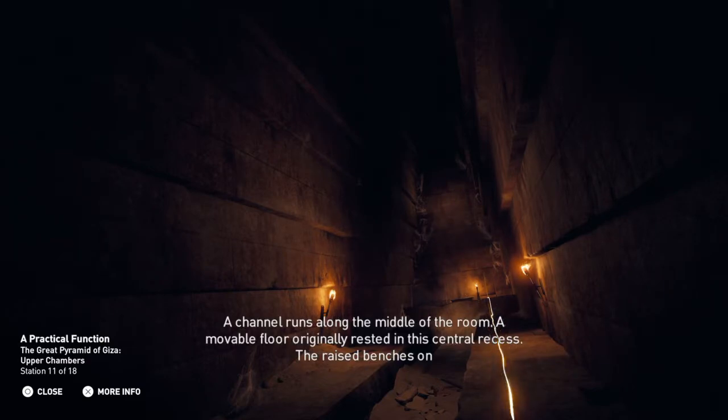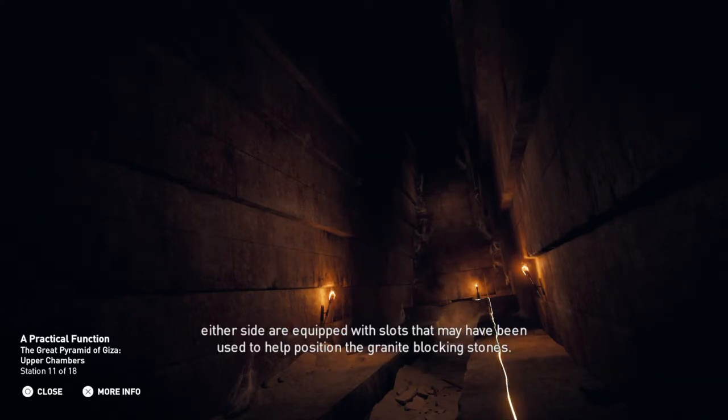A channel runs along the middle of the room. A movable floor originally rested in this central recess. The raised benches on either side are equipped with slots that may have been used to help position the granite blocking stones.